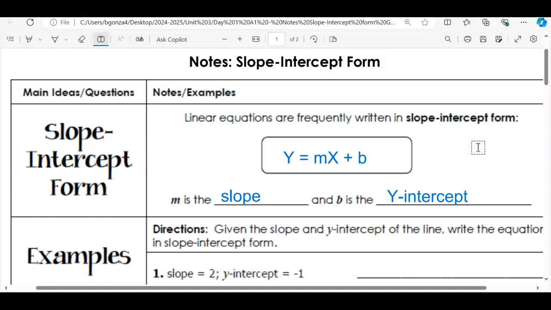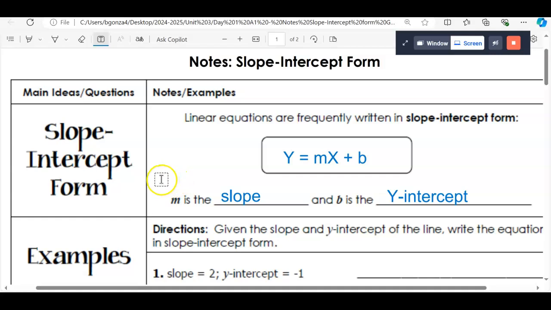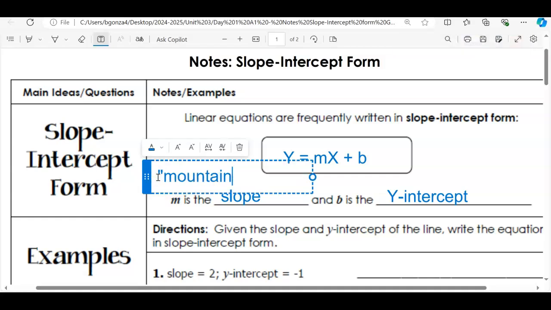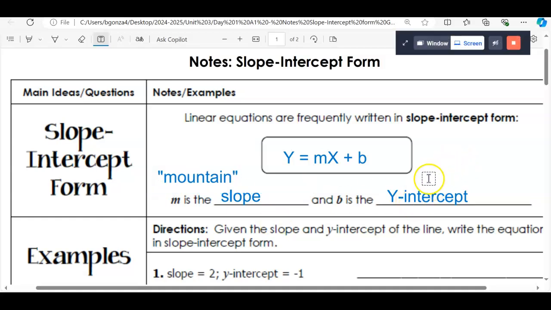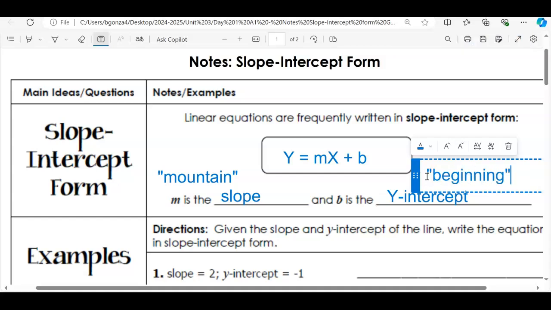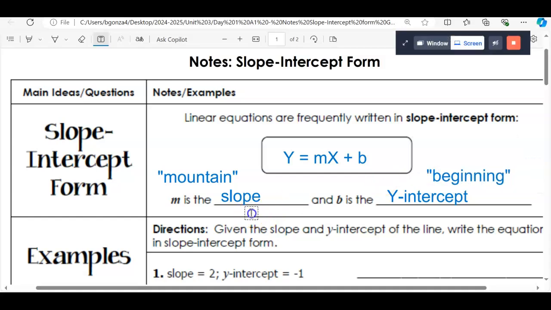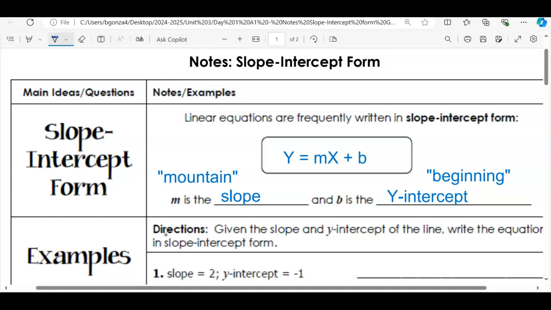Here's one way to remember this, okay? When I think of m and slope, think of a mountain. What does a mountain have? Lots of slope, steepness. And then the y-intercept, when you graph, that's going to be the beginning of the graph. So it kind of makes sense that the m is going to be the mountain slope, and then the y-intercept is going to be the beginning of your graph, the b.